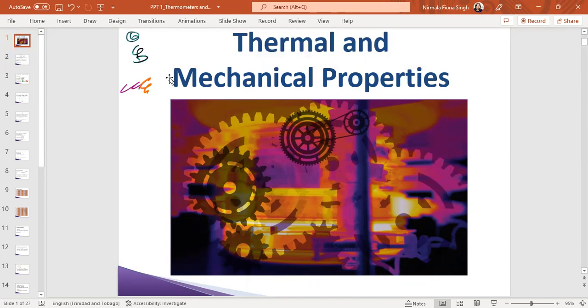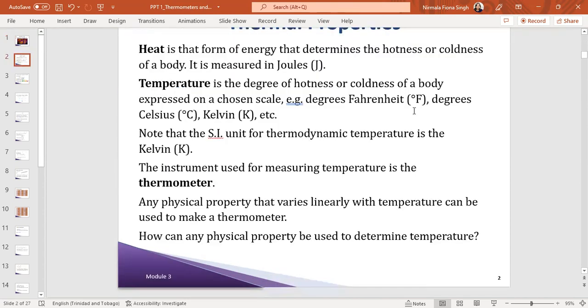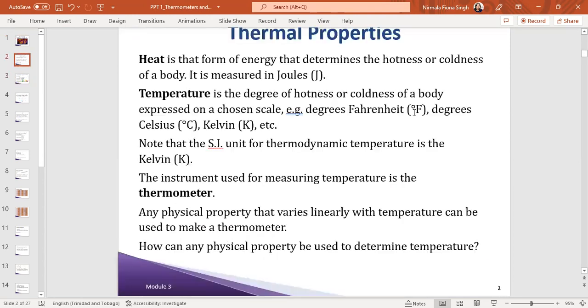Right, good. So thermal properties and mechanical properties. Module 3. Moving on. Heat is the form of energy that determines hotness or coldness of a body and is measured in joules. We know this, right? Heat is the easiest way we can determine whether we have excess energy or if we are losing energy. That's the very first way we can determine energy in a system, by feeling heat.